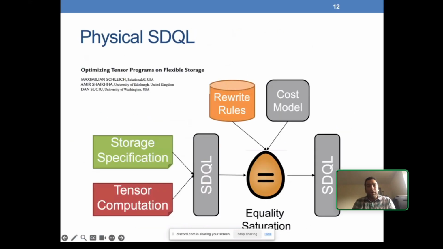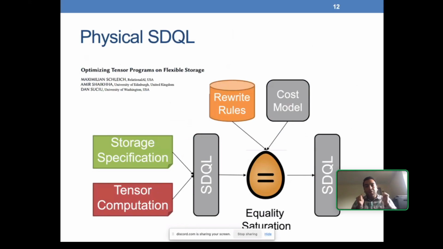And as the second component, now that we have computed the differentiation, we have to also combine it with the storage representation that we are using for the sparse matrix. This relies on our recent CGO'23 paper, which we will present in Seattle in the upcoming week, where this physical language is expressive enough to capture both the tensor computation as well as the storage specification.